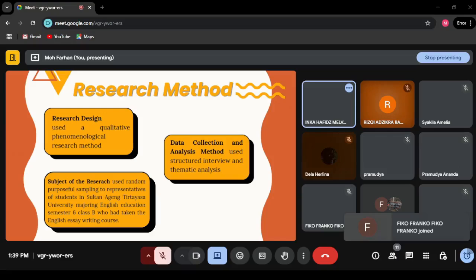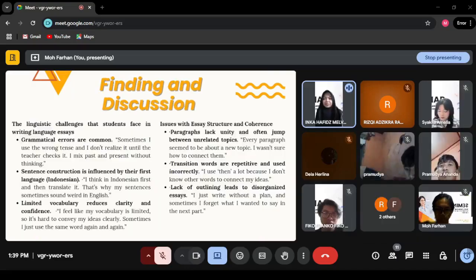Okay, next slide. Next up is findings and discussion. For the findings, first is linguistic challenges students face when writing English essays.